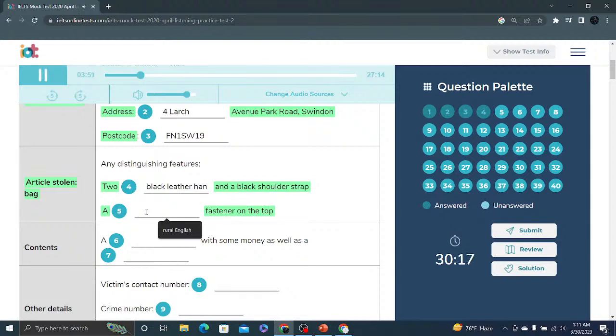Any other features you could describe? It's quite plain. There isn't any picture or design on the front. There's also a zip fastener on the top.